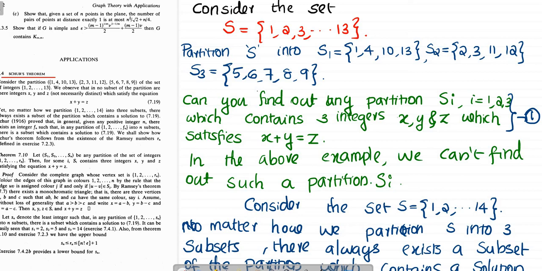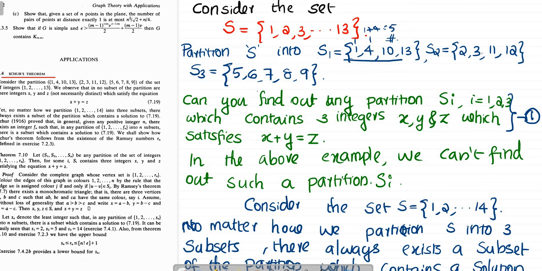Can you find such a set here? Take 2 integers x and y: 1 plus 4 is equal to 5, but 5 is not here. Again, take any number: 10 plus 10, you can find that sum, but 20 is not here. Again, 13 plus 10 is not here, not in the same set. Take any 2 integers from the set, then the sum must be in the same set.